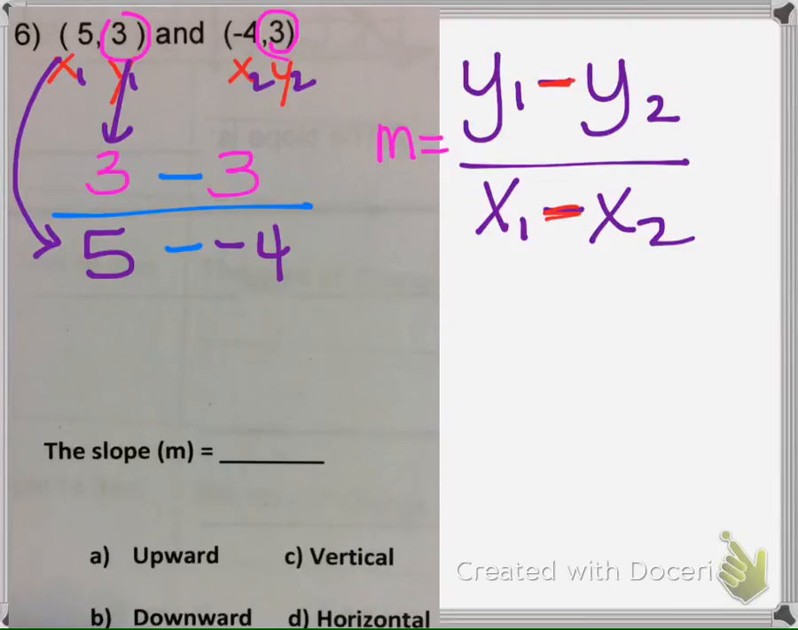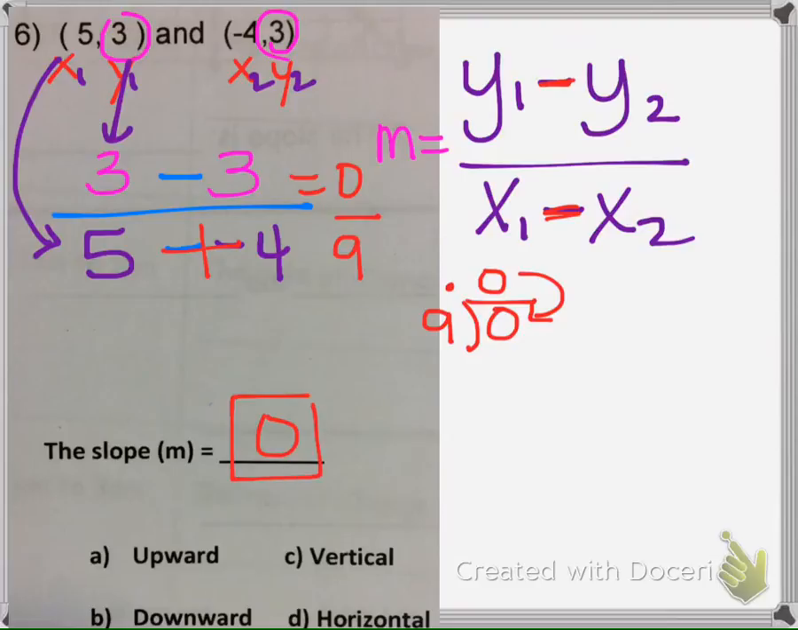So we have 3 minus 3 is 0. And then we have 5 minus negative 4, which is positive 9. And 0 divided by 9 is 0, because 9 times 0 is 0. So we get a slope of 0. Now, if you're confused here as to whether it equals 0 or undefined, the nice thing is we learned part 1 already. So we can draw a sketch.